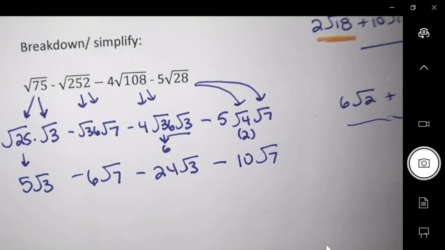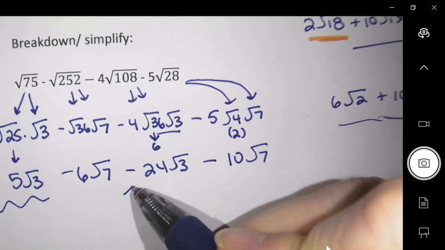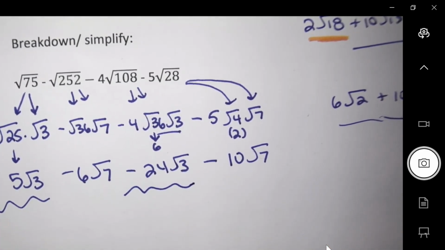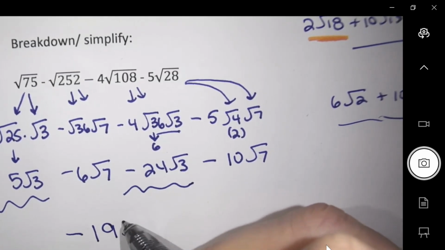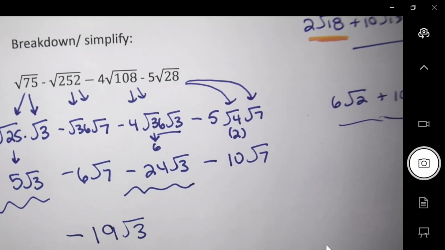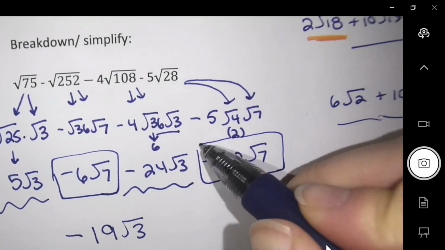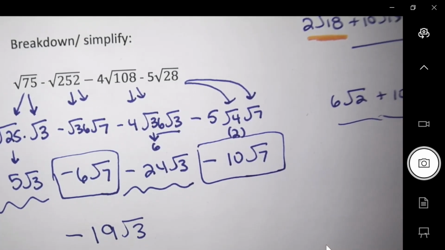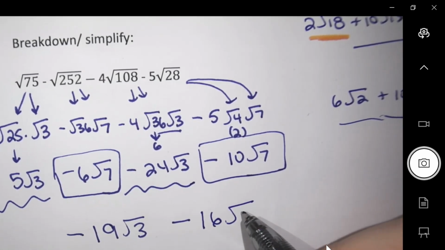Now what? Now you can put the 6 and 29 together. 5 subtract 24 is negative 19. Negative 19 root 3. Yep, from the 10 and 6. And then I can put those together because they both are root 7. So altogether that is minus 16 root 7.